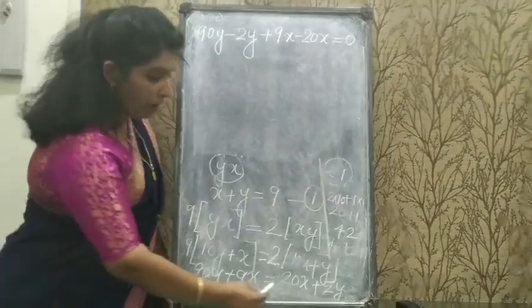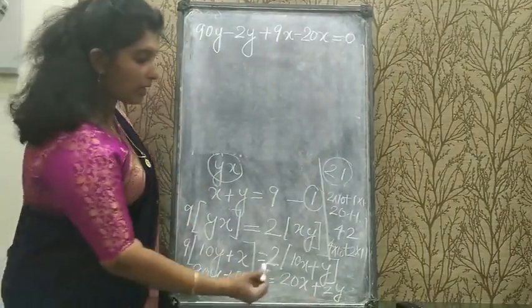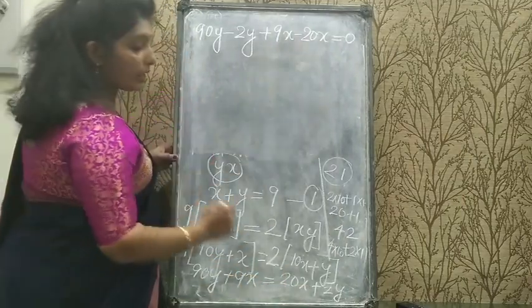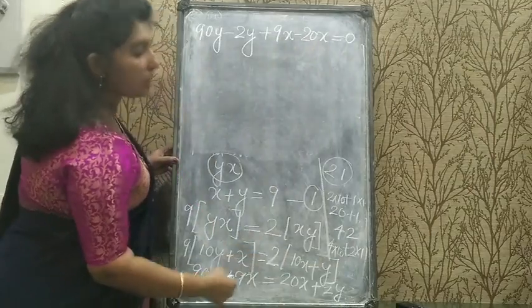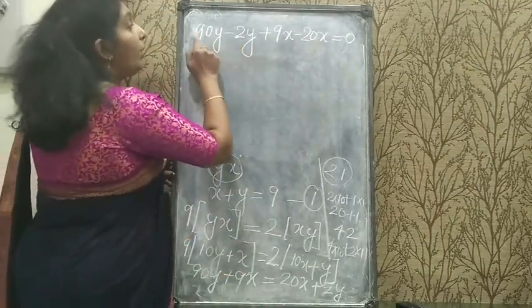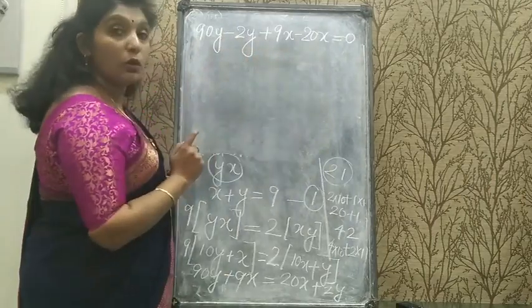Yes, now this 20x and 2y we can shift towards the left hand side. 20x, if we shift it towards the left hand side, will become minus 20x, and 2y will become minus 2y. So now the equation becomes 90y minus 2y plus 9x minus 20x is equal to 0.